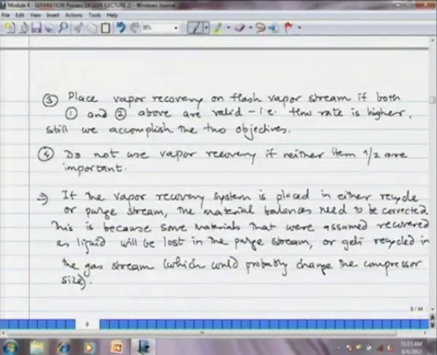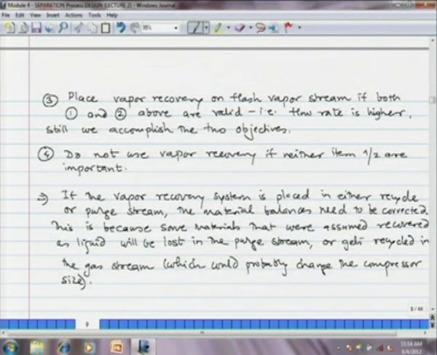Thirdly, place the vapor recovery on the flash vapor stream if both 1 and 2 are valid. Okay. The stream that emerges from the flash drum has the highest total flow rate. It contains total non-condensable gas plus total vapor. So, the total flow is highest in that stream.